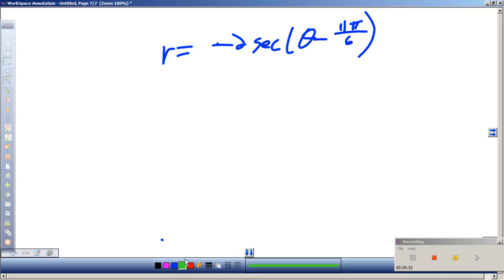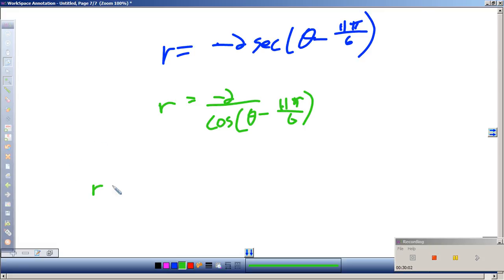So Adam was saying convert to cosine. And so what do I get? I get r cosine of theta minus 11 pi over 6 equals negative 2. Can you distribute cosine and theta? Cosine is not multiplication. The distributive property is only multiplication.